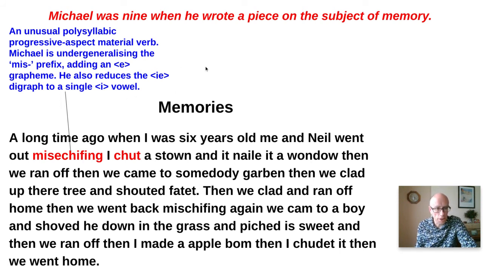Well, Michael is undergeneralizing the MIS prefix, adding an E grapheme, because in most words, when we go misunderstand, for example, it's just the MIS that is the prefix. So Michael here has added an E on there. So we've got undergeneralization of a rule about the MIS prefix. And what else has he done? He's reduced the, in standard English, IE digraph to a single I vowel. Now that's perfectly understandable, isn't it? Because this is not necessarily a word that you're going to come across every day. So it's an unusual word, and it's an omission that we've got there.